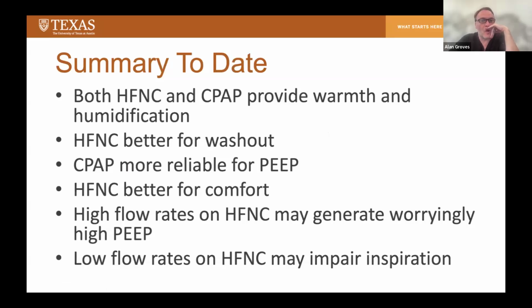So I've hopefully reminded you that high flow and CPAP both provide warmth and humidification, and that's really important. High flow seems to be better for washout. CPAP seems to be better for reliable PEEP generation. High flow seems to be better for comfort. High flow rates and high flow may give us far more PEEP than we ever intended. 15 centimeters of water is a crazy high PEEP.